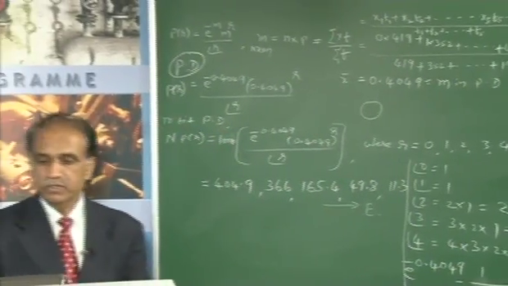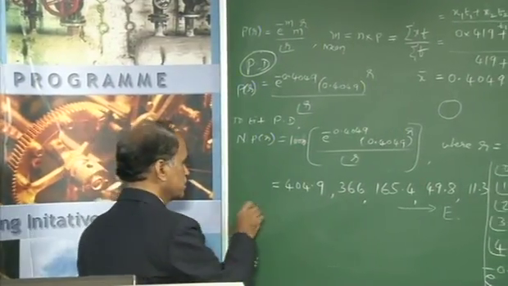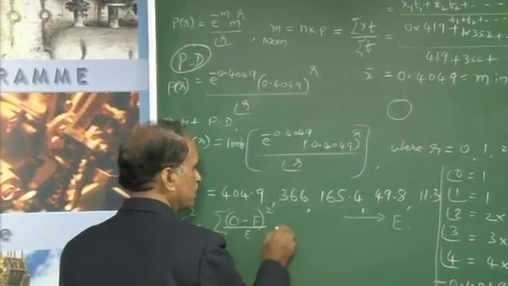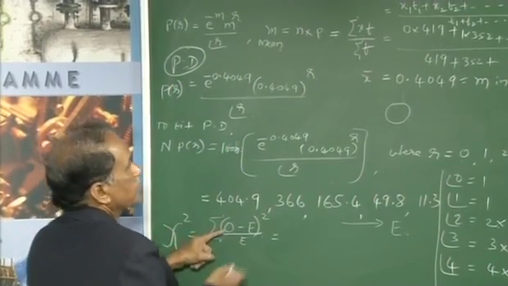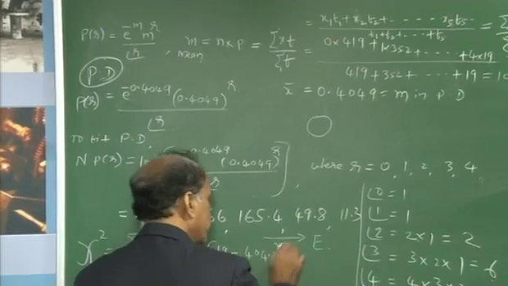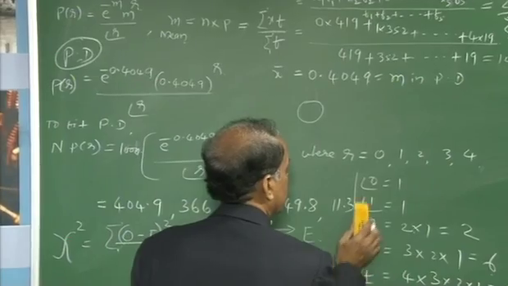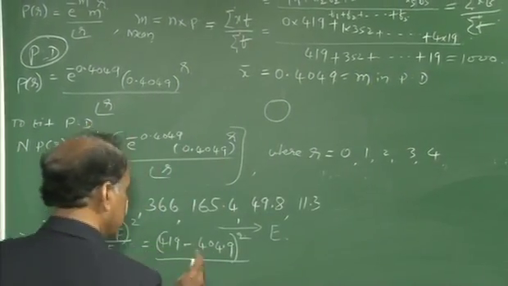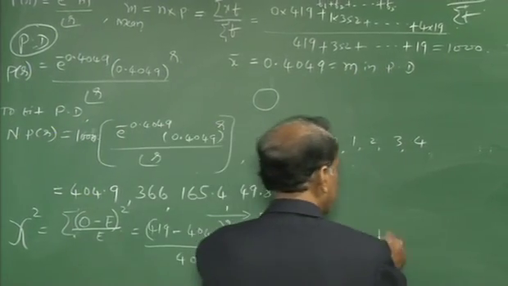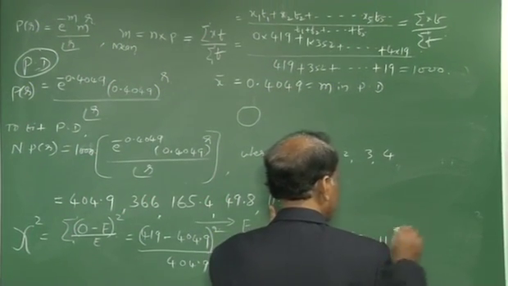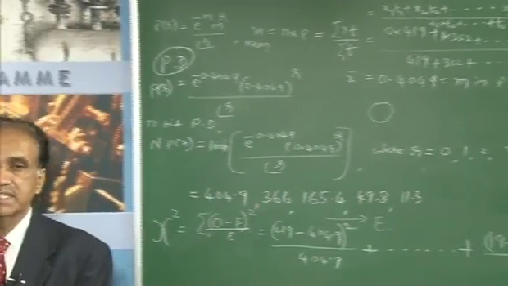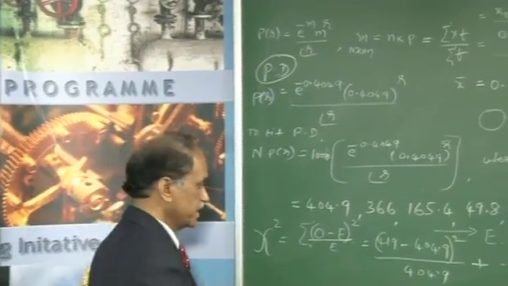Now the rest of the part is, you have to use the chi-square equation. What is that chi-square equation? Summation of observed frequencies minus expected frequencies, whole square, divided by the expected frequency. For example, the first observed frequency is 419 minus the expected frequency 404.9, whole square, divided by 404.9, plus so on, plus observed frequency 19 minus 11.3, whole square, divided by 11.3. What answer are you getting by the chi-square test equation? That is 5.78.